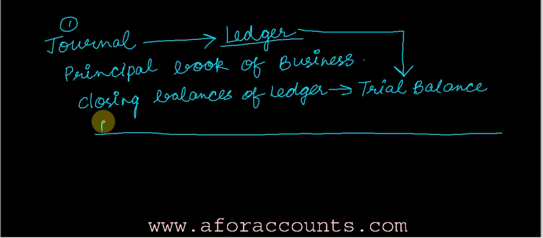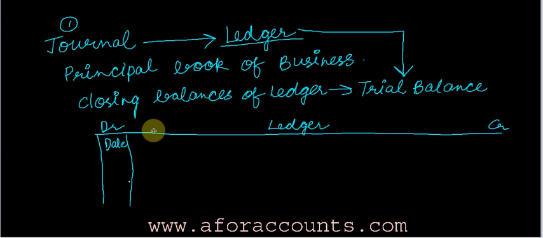We have a debit side, we have a credit side, the name of the ledger here, the date here, then we have particulars, now the journal folio, JF.